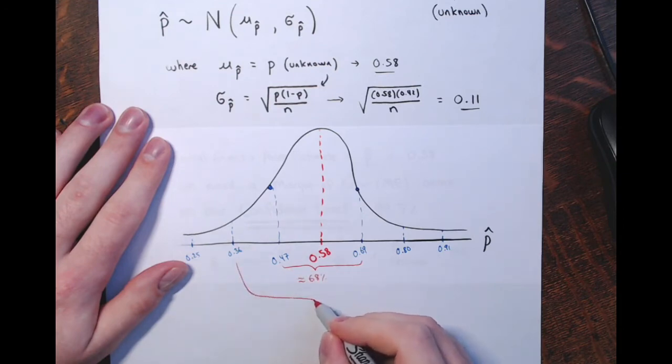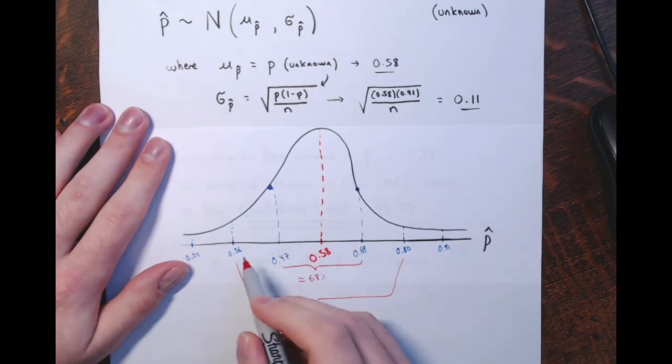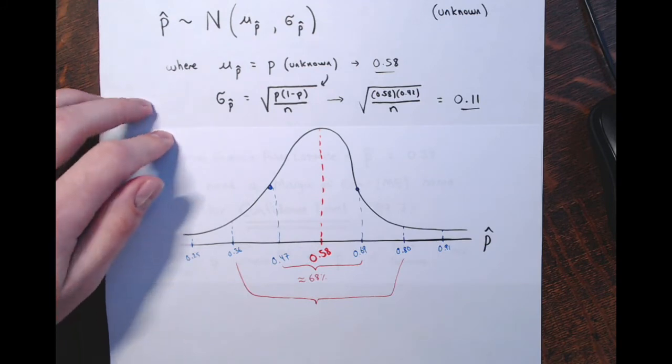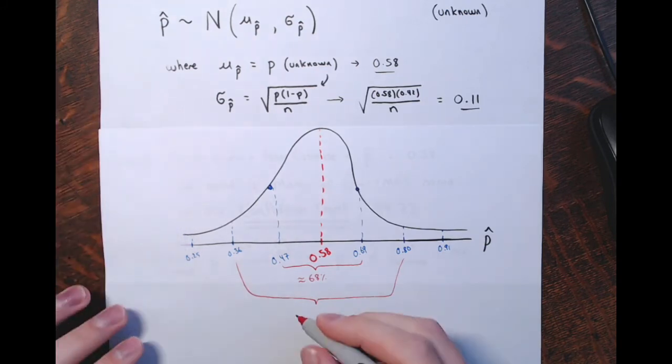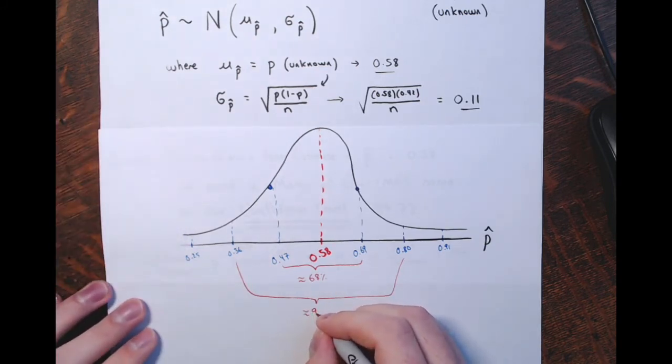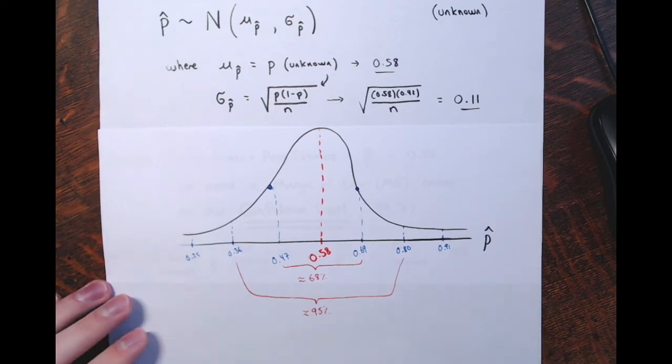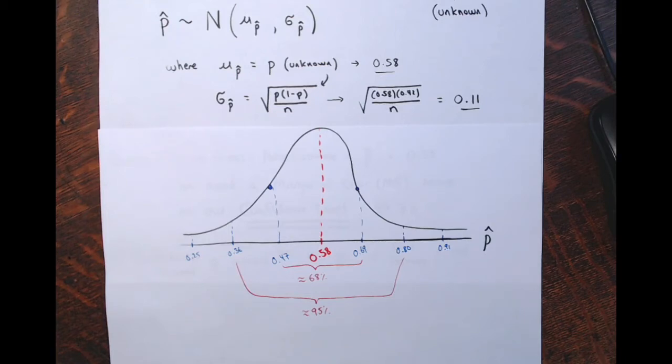Within 2 standard deviations, from 0.36 to 0.80, was approximately 95%. So if I was asked to create a 95% confidence interval estimate of P, I'd be between these two values.